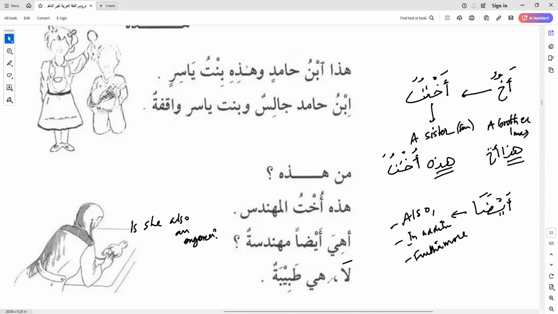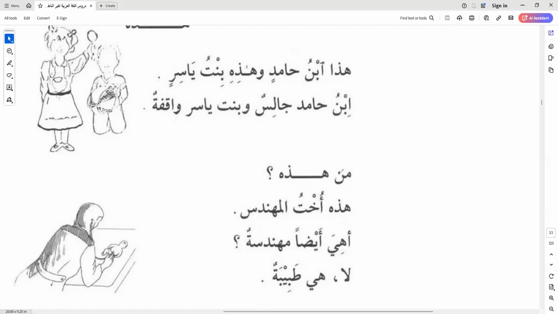لا, no, هي طبيبة. She is an MD. I mean medical doctor. طبيبة. Now let's look at the grammatical information here. Again, it's doing signification. مهندس is male. He's a male engineer.